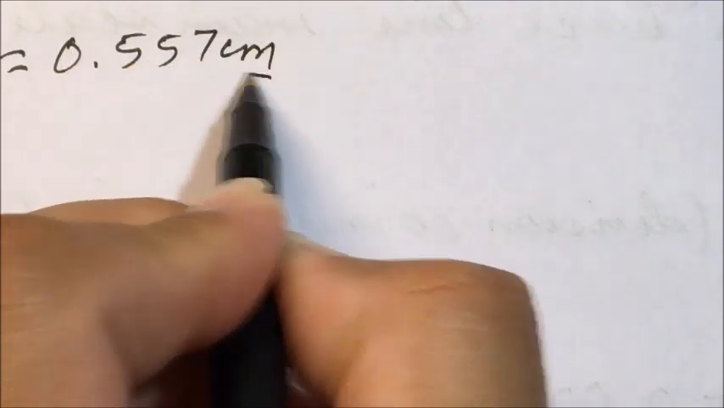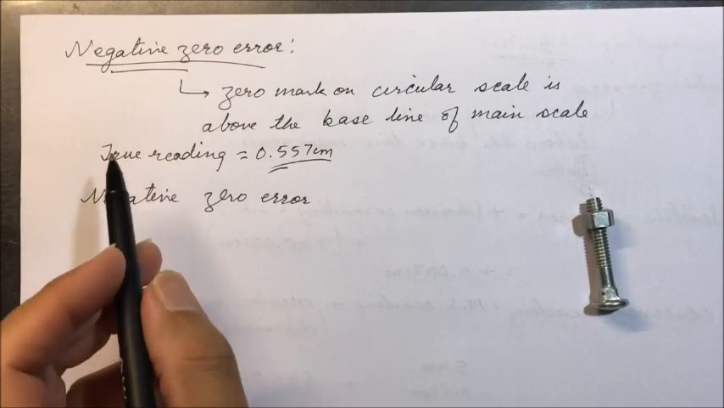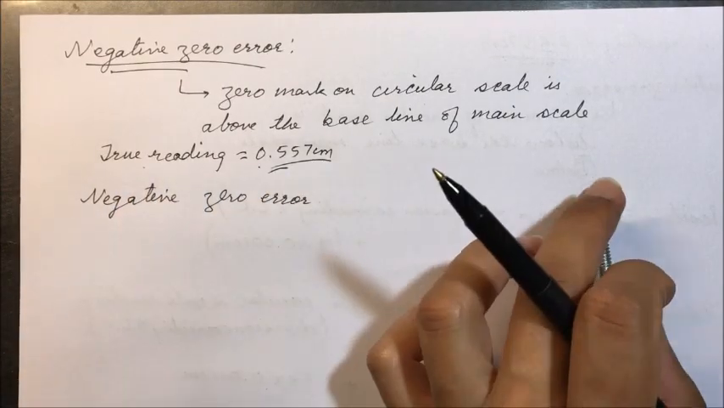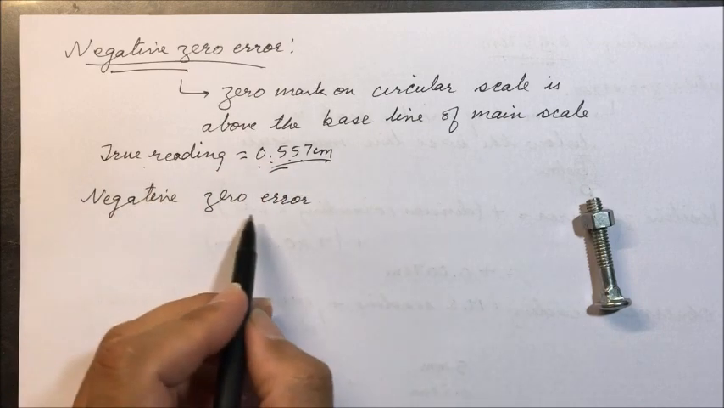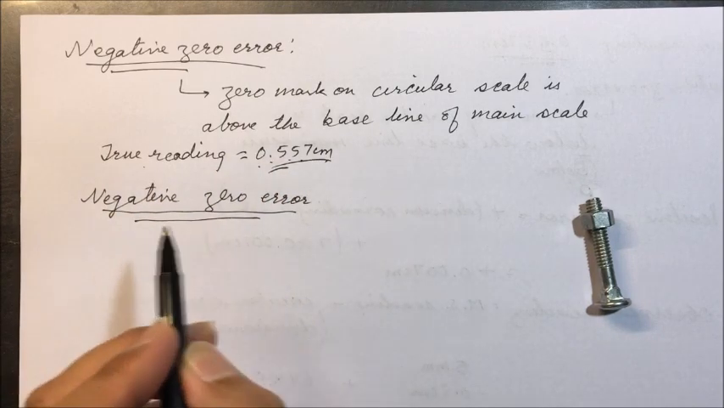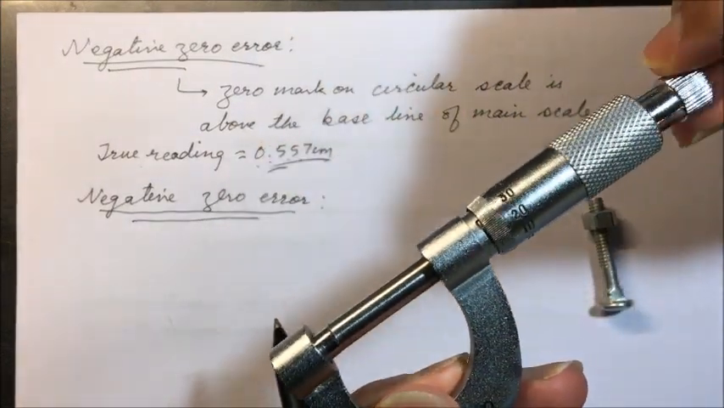True reading was, as we have taken when the instrument was having no 0 error, 0.557 centimeter, the diameter of the screw. Now we'll be calculating the negative 0 error of the instrument. Now this instrument is having negative 0 error.